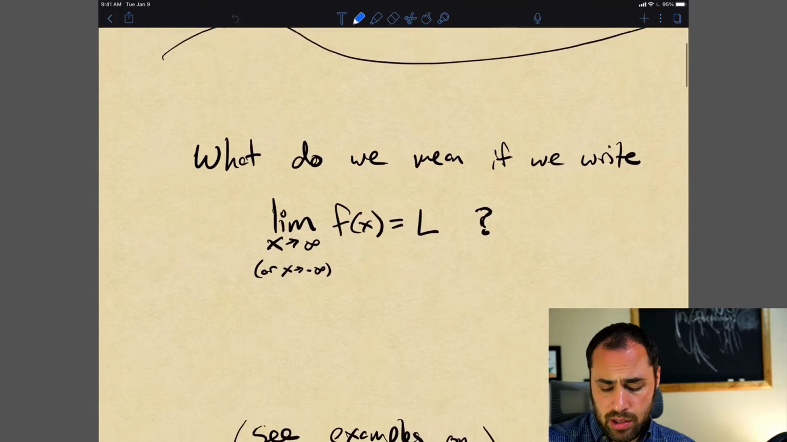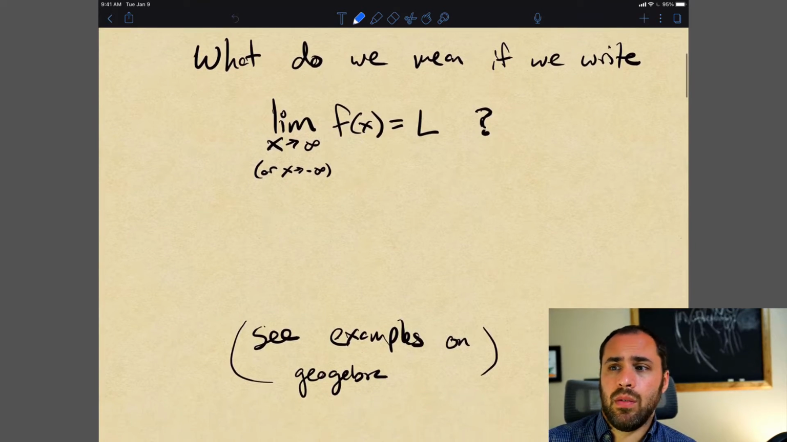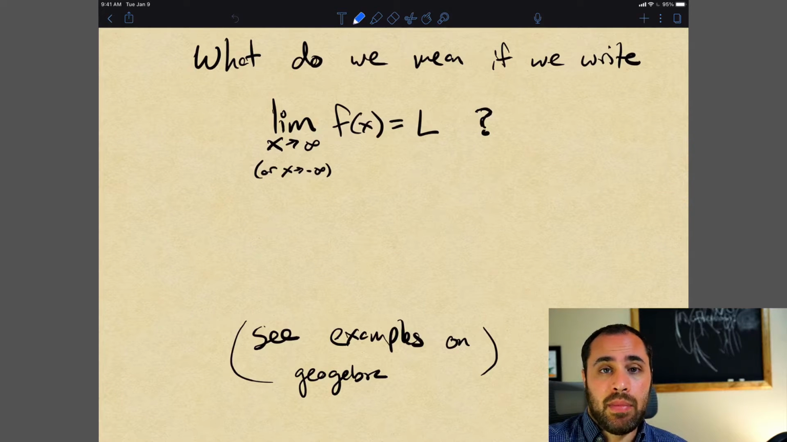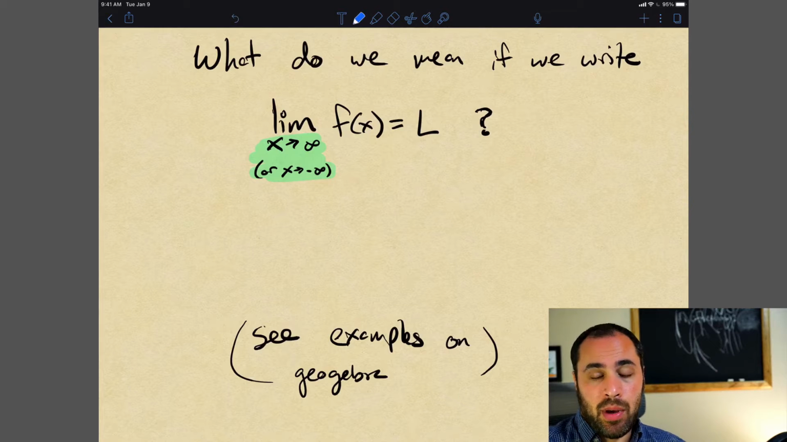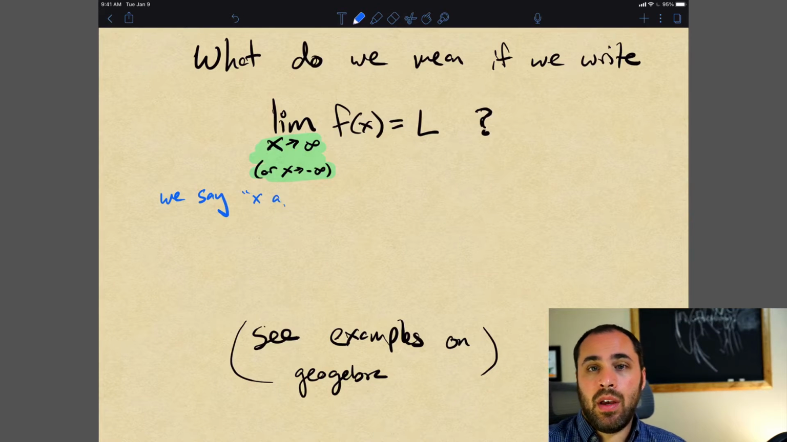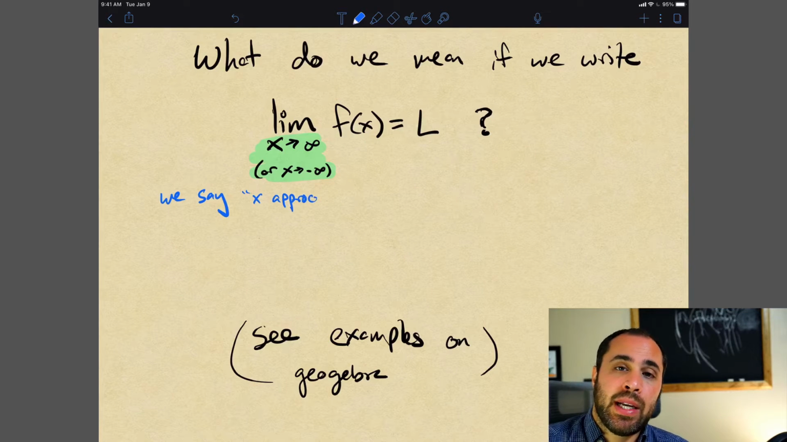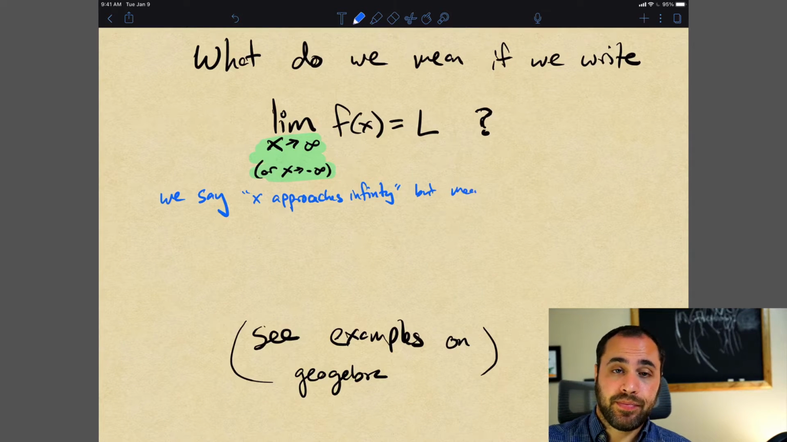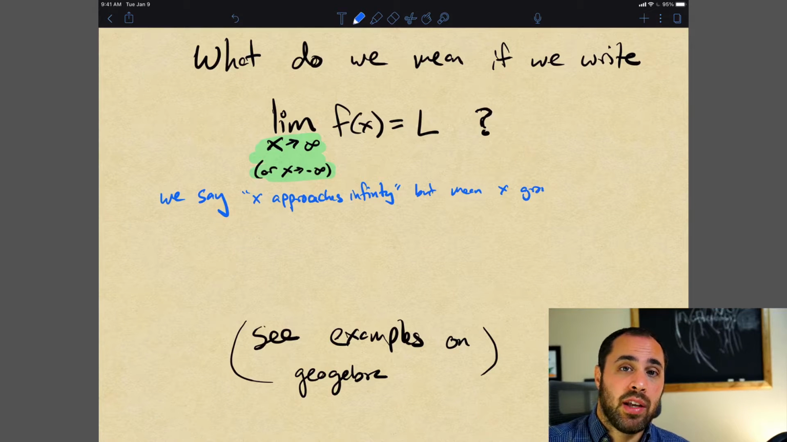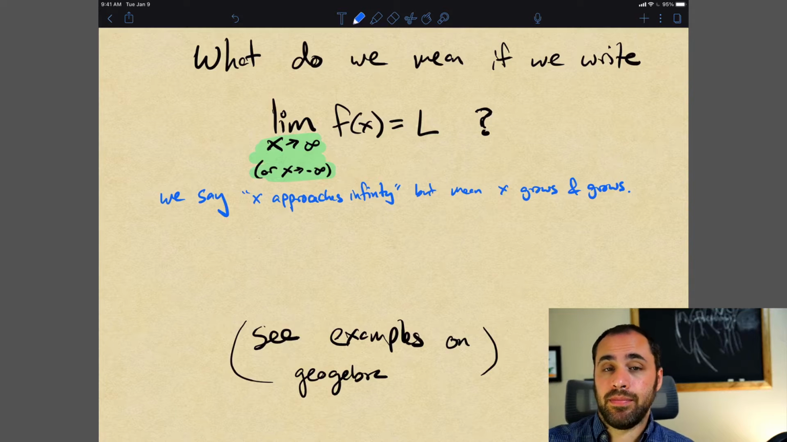So to start, what do we mean when we write something like this? Well, let's start with the symbol at the bottom, this X and the arrow going towards the infinity symbol. When we read that, we might say something like X approaches infinity, but infinity is not a number. X can't get close to it. Really, what we mean is just that X is growing and growing and growing and not stopping.